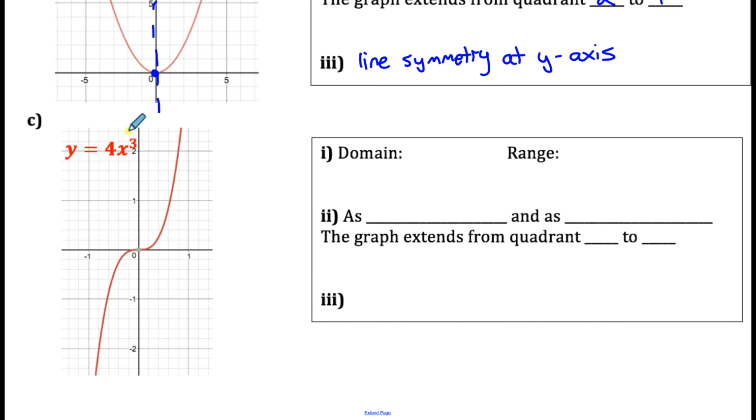Last part C, odd degree power function, positive leading coefficient. Remember, any odd degree power function has no restriction on the domain or the range. It extends from quadrant 3 to quadrant 1.